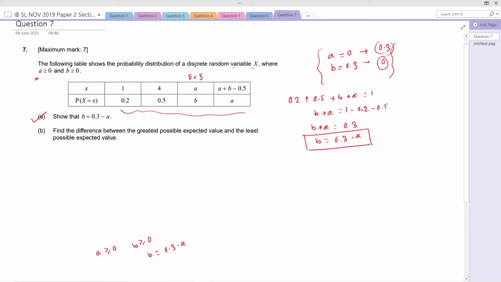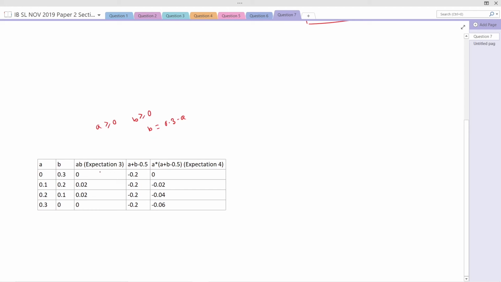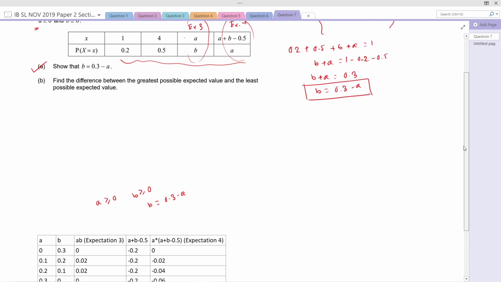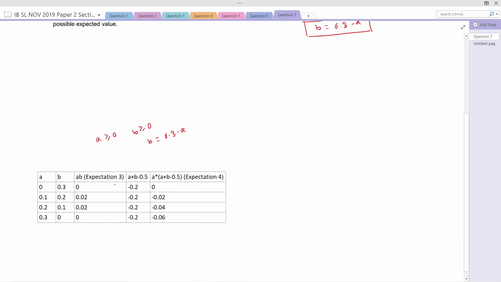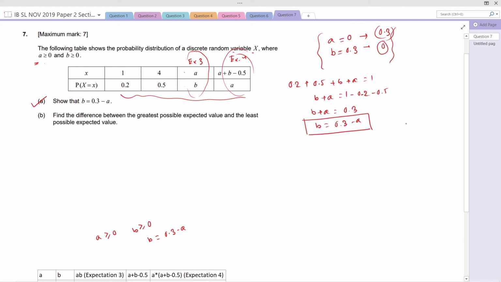For expectation 4 this formula is given. So for expectation 3 it is AB, that is A into B. So the value of AB is written here, and for expectation 4 this is a plus b minus 0.5. Here it is given the value of x, so I have put it down. Now you can have one question, why is it negative? Yes, it can also be negative.